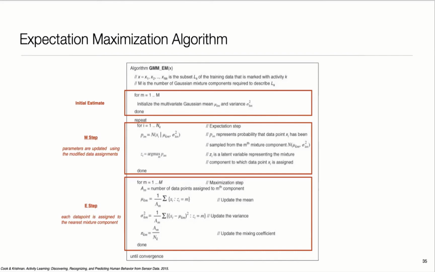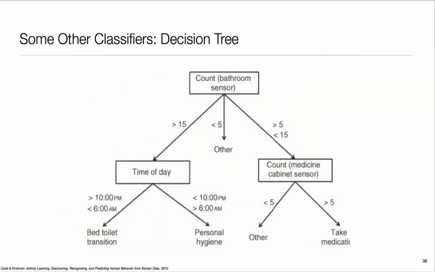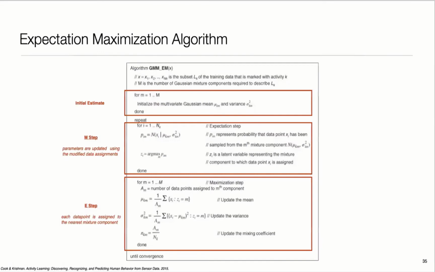Pretty simple. It's a category of algorithms which are iterative in nature, and very loosely speaking, what's happening is we start with an assumed set of values for the parameters, and then we update the training set according to it, and then we recompute the parameters, and we go back and forth until we converge. Okay, so that's naive Bayes and Gaussian mixture.